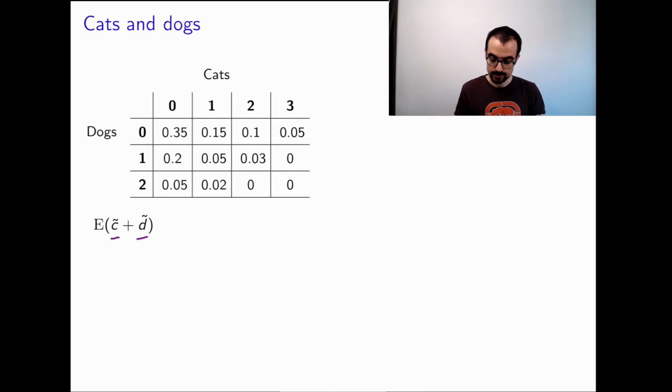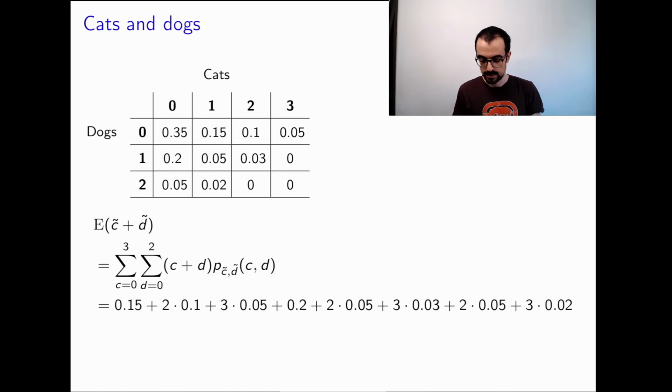And I'm just going to show you. Okay, so we're going to take all the possible values of c plus d, multiply by the corresponding value of the joint PMF, and boom, this is what we get. The average number of pets in my invented example is equal to 1.05.